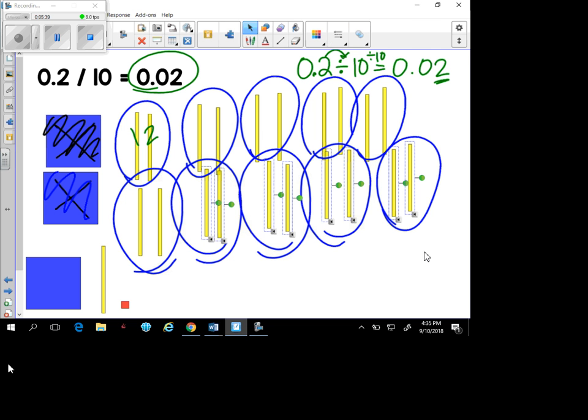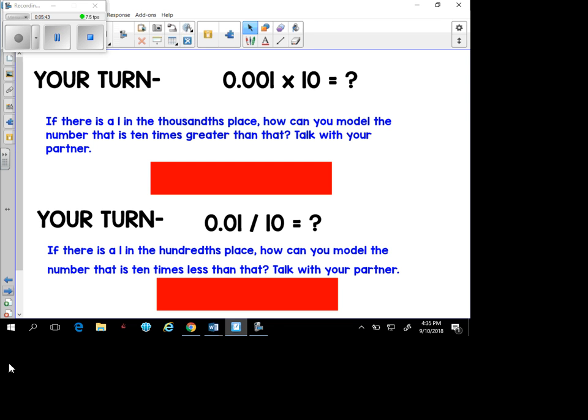All right, it's your turn to try with your partner. I want you to try 1,000th times 10. If there's 1 in the thousandths place, how can you model the number that is 10 times greater than that? So talk with your partner. Go ahead and hit pause for me. All right, you should have hit pause, and if you didn't, this is your chance to do it. Okay, in 3, 2, 1.